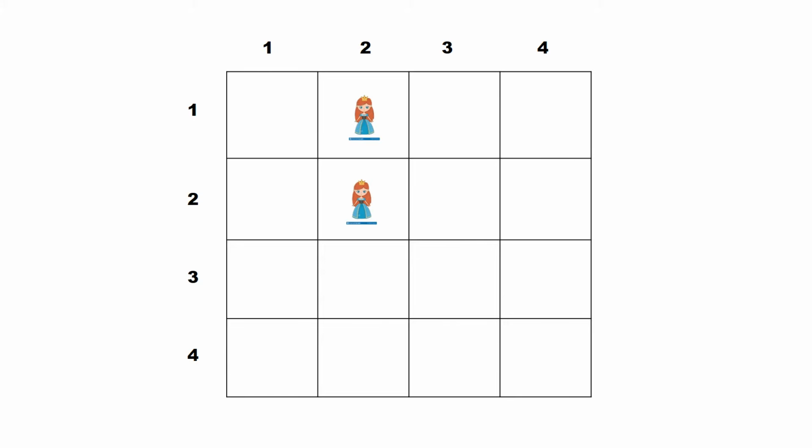Can we place here? No, column wise there is a problem. So what to do? Increment column. Can we place here? No, they will be on the same diagonal. Therefore, what to do? Increment the column. Yes. Is this okay? Yes.